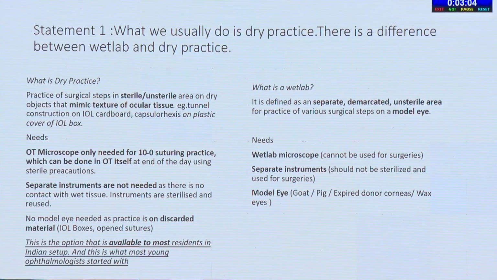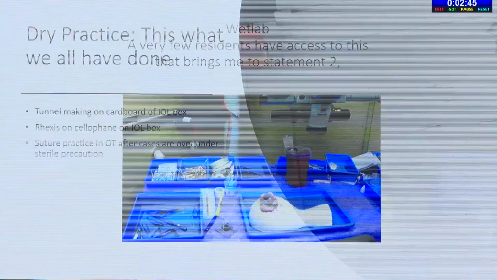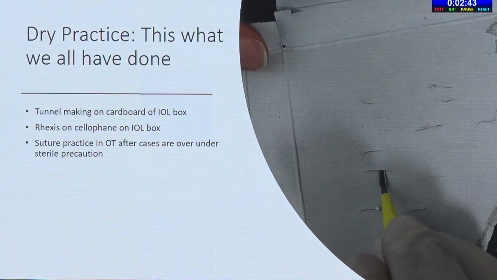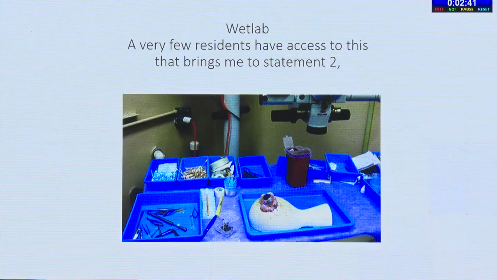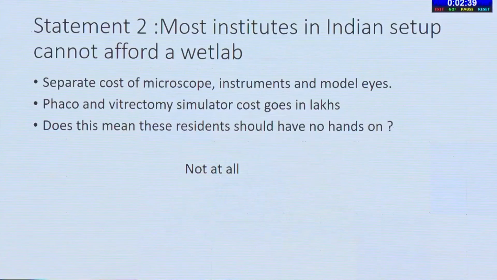Whereas what is a wet lab? A wet lab is defined as a separate demarcated unsterile area for practice of various surgical steps on a model eye. It needs a separate microscope, it needs separate instruments, and it needs goat, pig, expired donor corneas or wax eyes. And most importantly, it needs money. This is what we all have done initially, and this is a wet lab.